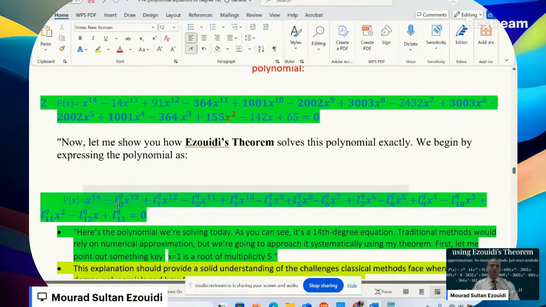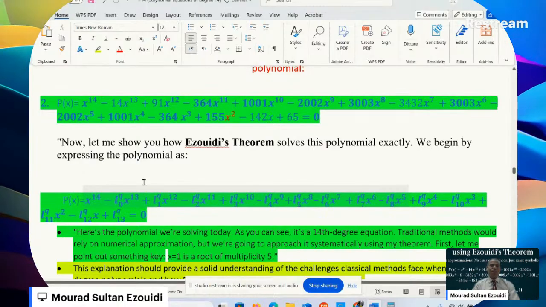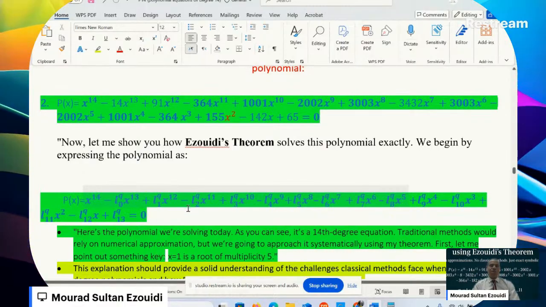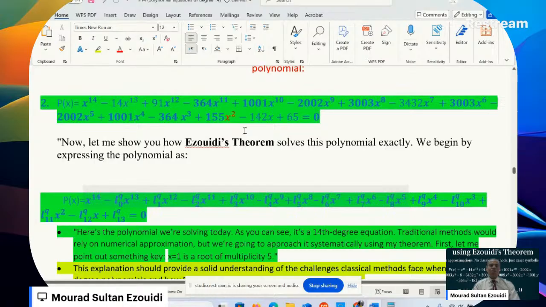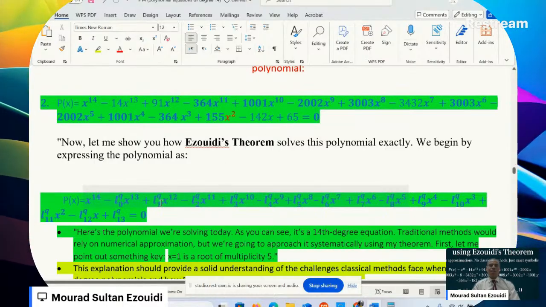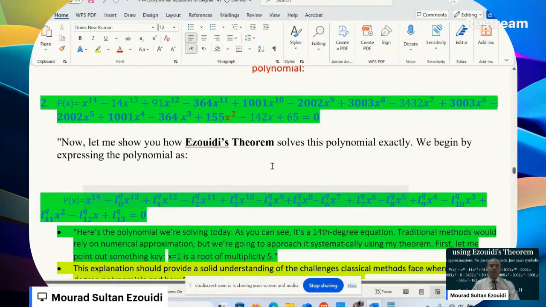So here we can write the coefficients. L0 is going to be 14, L1 is going to be 91, L2 is going to be 364, up to L13 is equal to 65.